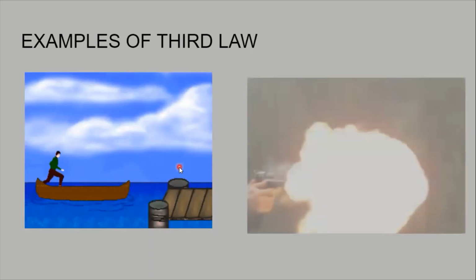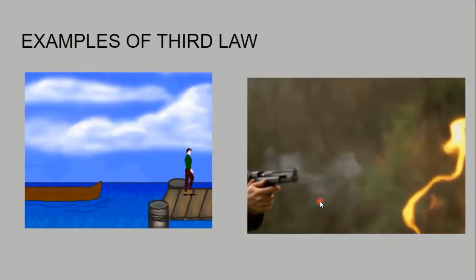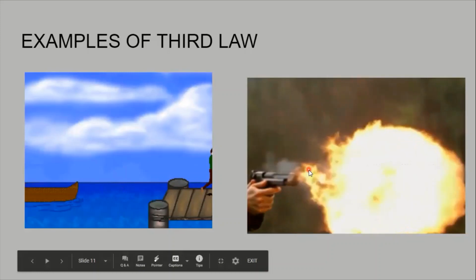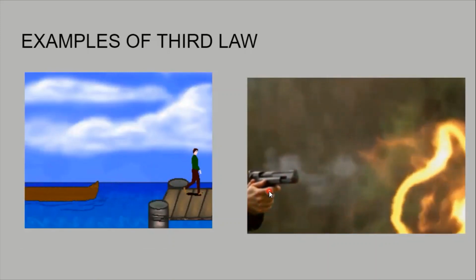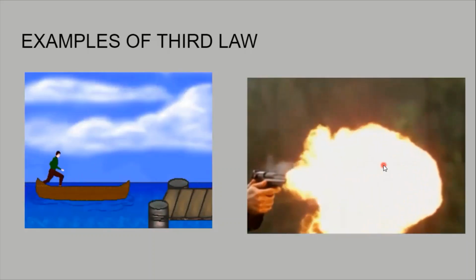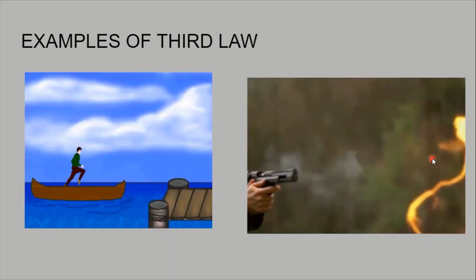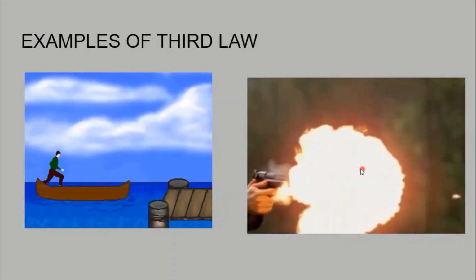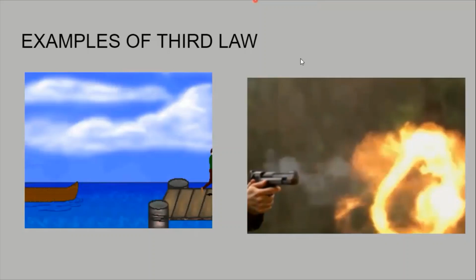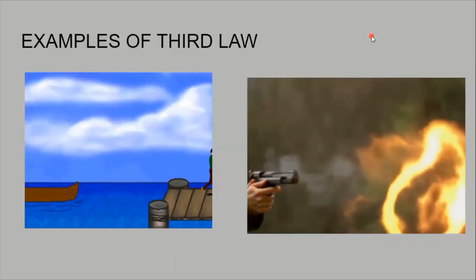Now let's see another example. A bullet fired from a gun. The action is the bullet moves with velocity in the forward direction, and the reaction is the gun recoils backwards. So these are the examples for Newton's third law of motion.